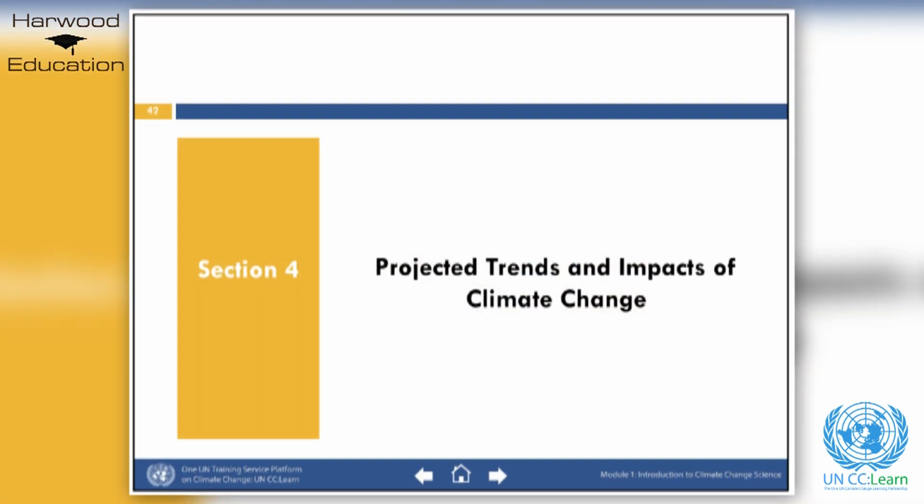Section 4. Projected trends and impacts of climate change. This section presents projected future trends and impacts of climate change on surface temperature, precipitation, ocean pH, sea level, and Arctic sea ice extent. The extent of these impacts depends on how anthropogenic emission levels will develop over the next decades. Therefore, the section presents impacts under a low emission scenario as well as under a high emission scenario.